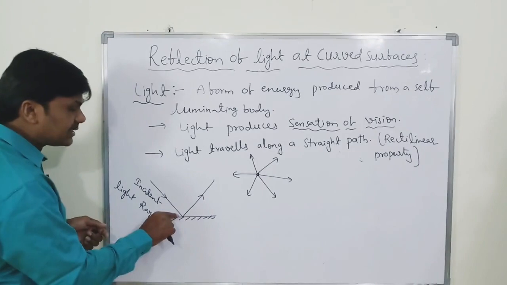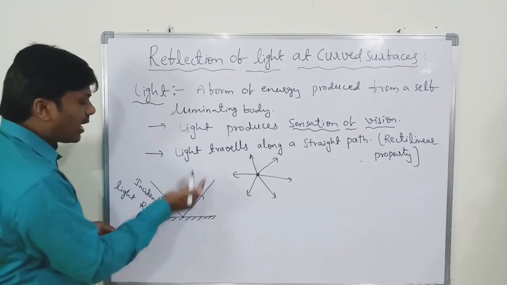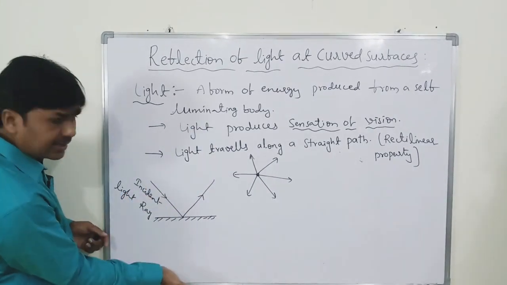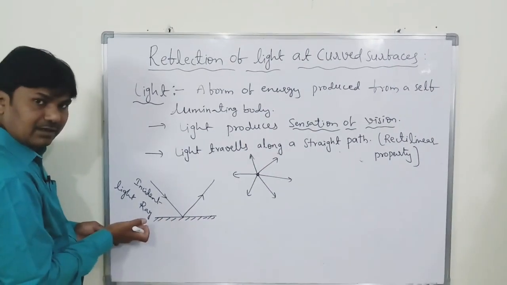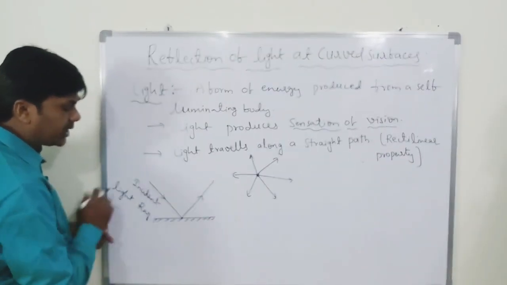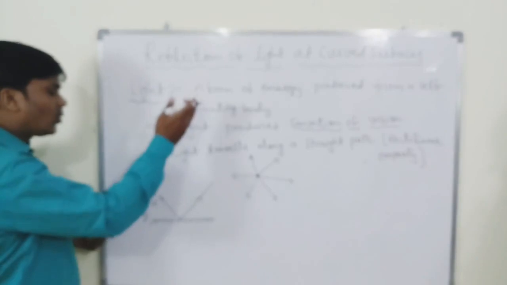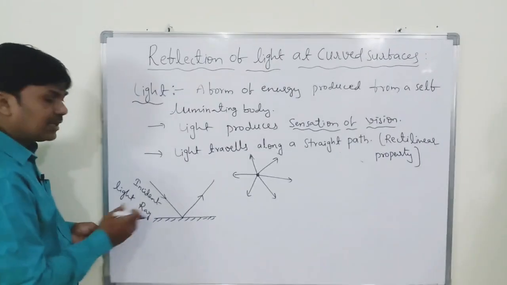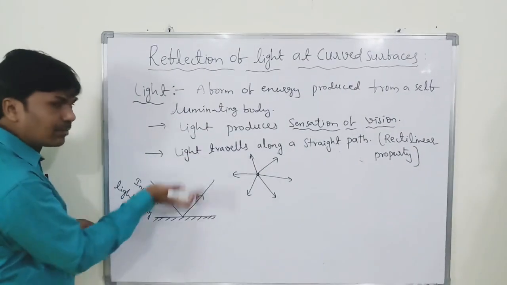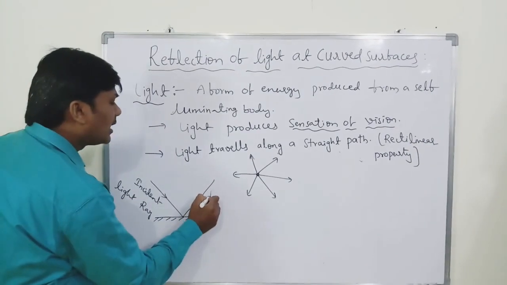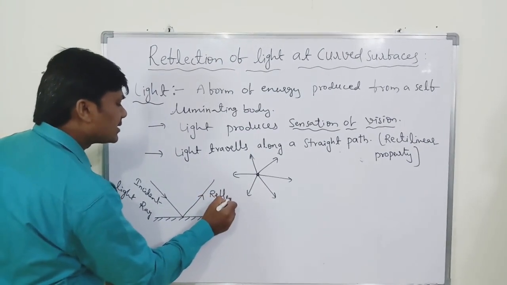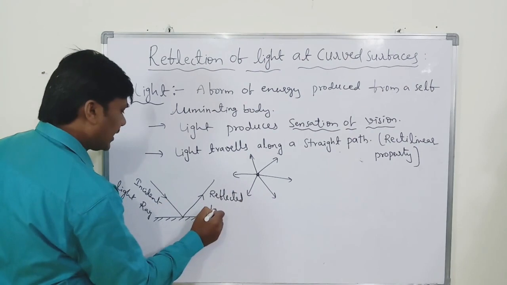And after incidence, what happened? It is again coming back on the same side. It is not going to the other side because there is a coating on the other side. That's why the light ray just goes back on the same side of the mirror. This light ray coming from the mirror is called the reflected light ray.